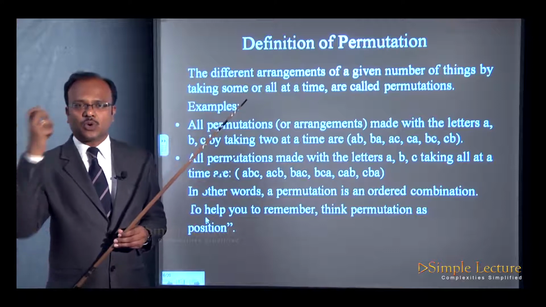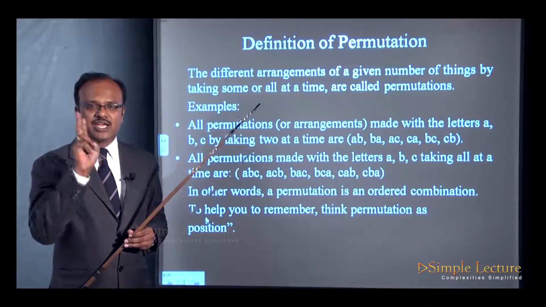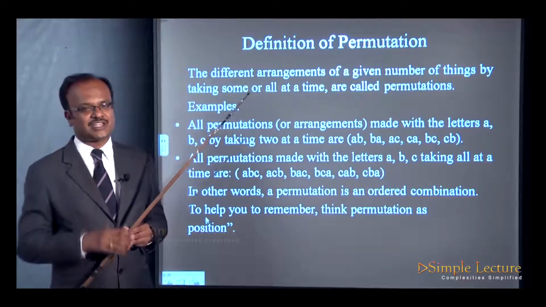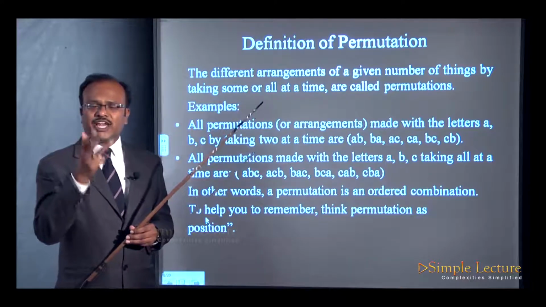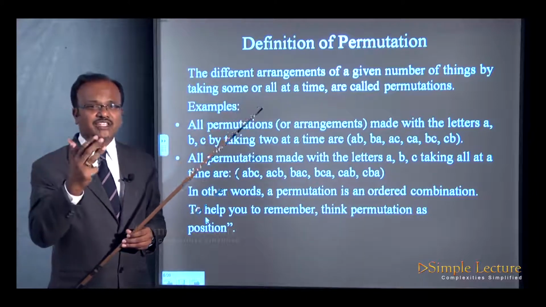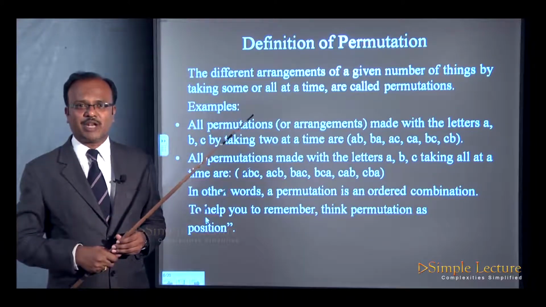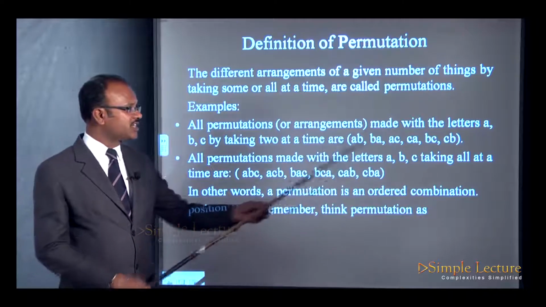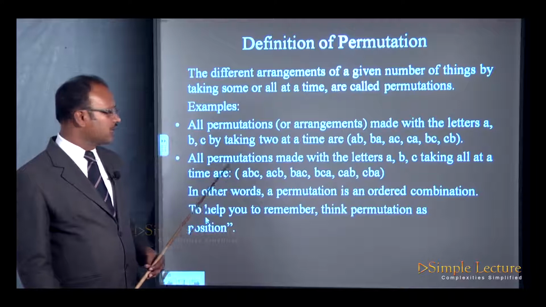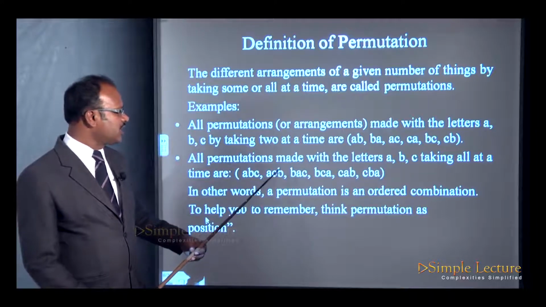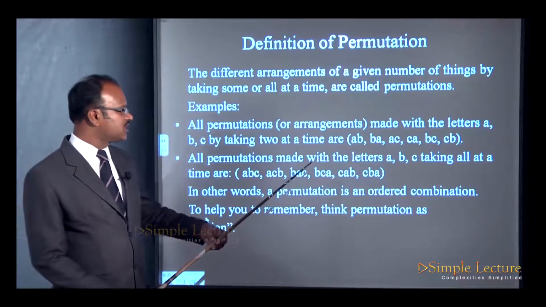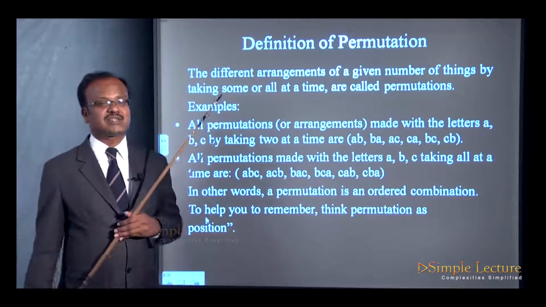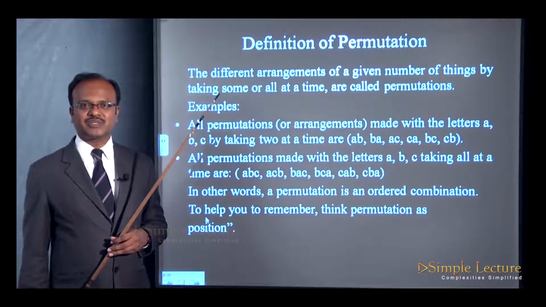So, out of 3 letters, taking 2 letters at a time, we can have how many arrangements? 6 arrangements. What if we take all 3 letters at a time and arrange them? How many arrangements are possible? See, all permutations made with the letters A, B, C taking all at a time are ABC, ACB, BAC, BCA, CAB, CBA. Again, 6 types of arrangements are possible.